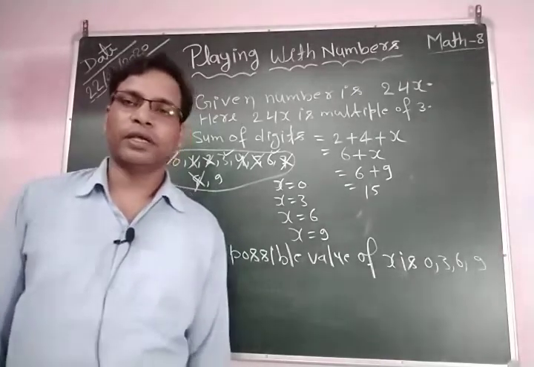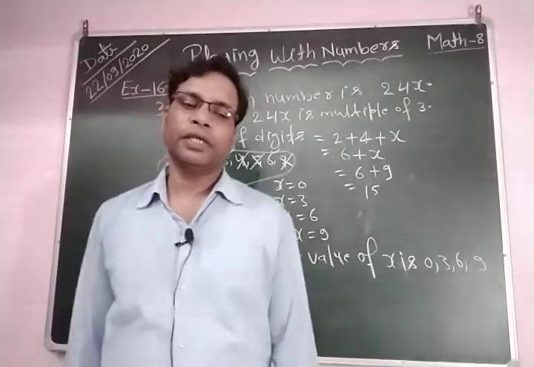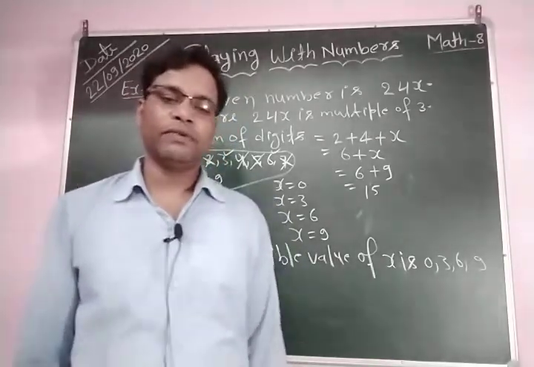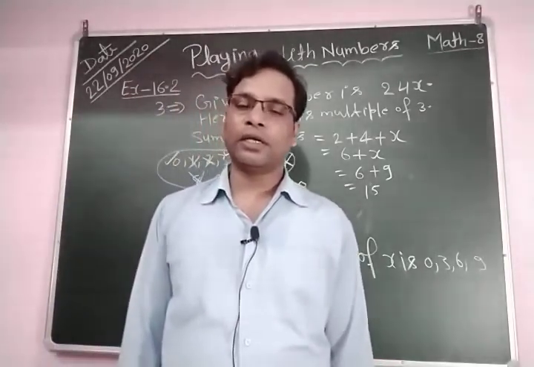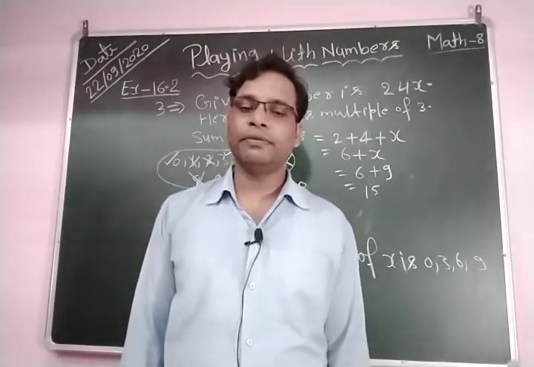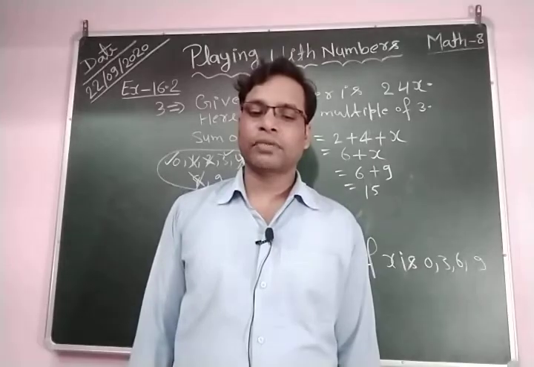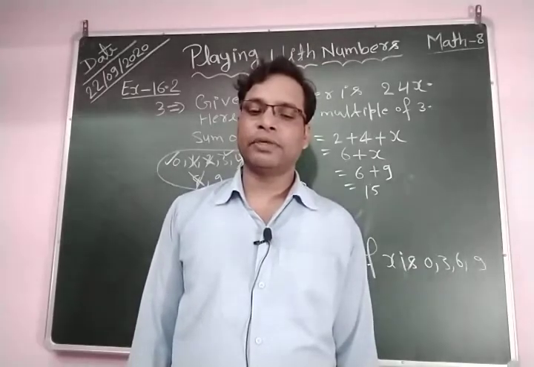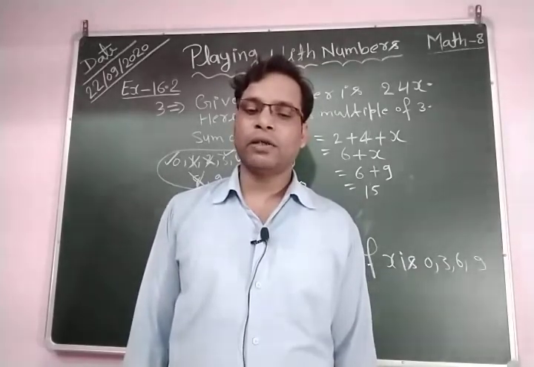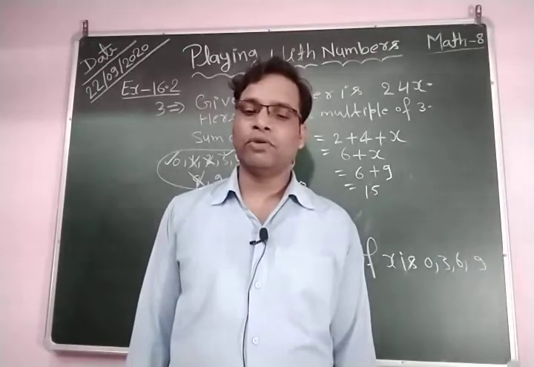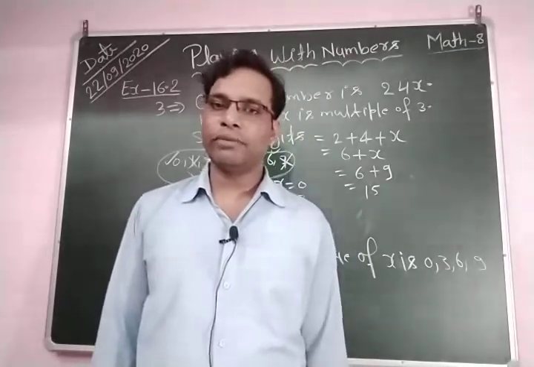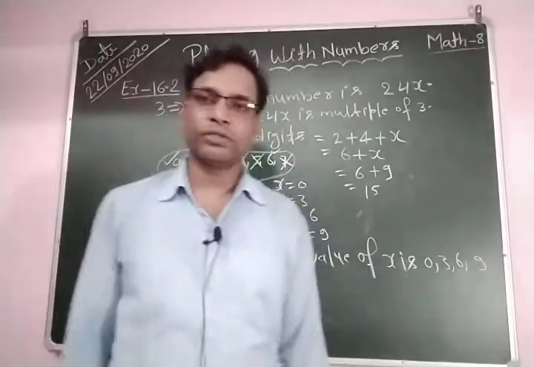Okay, I repeat this question. If 3 1 z 5 is a multiple of 3, where z is a digit, what might be the value of z? It means, what is the value of z? Okay, so let's see how to solve this question.